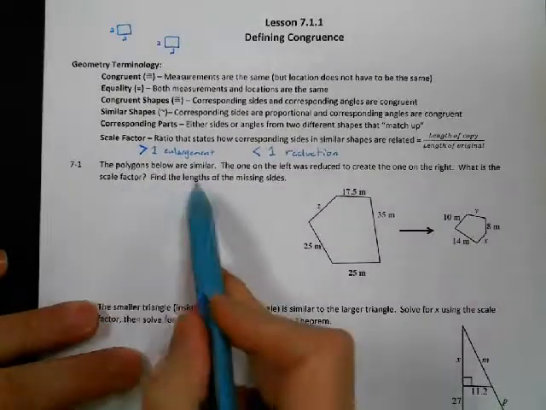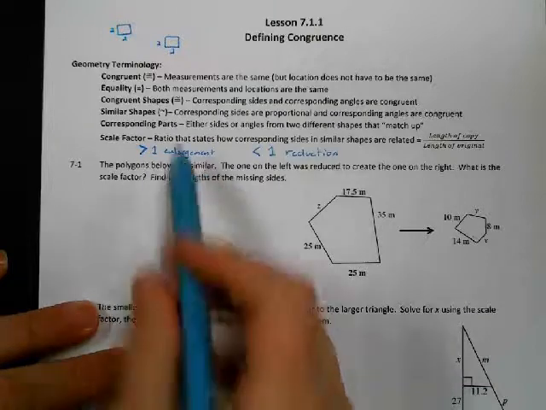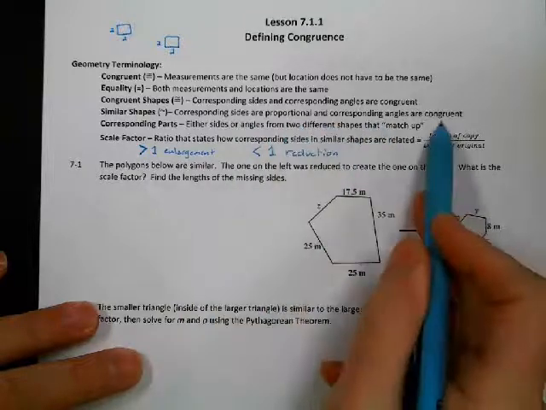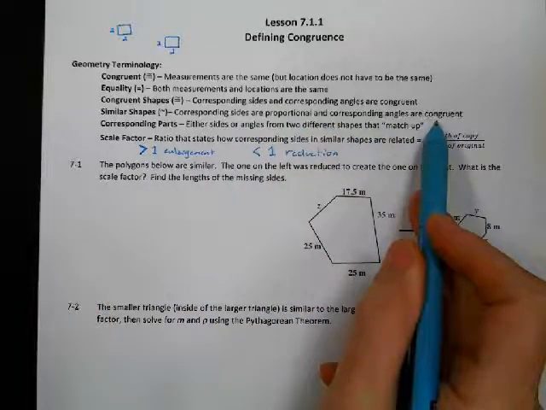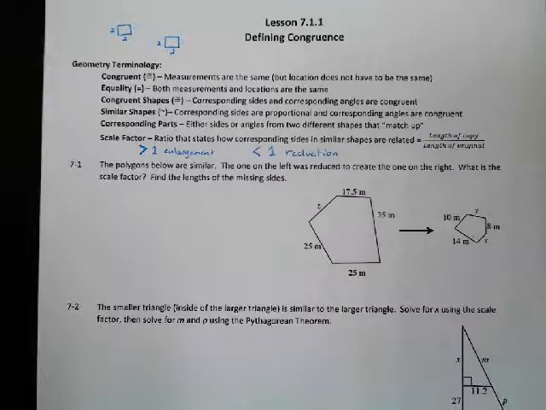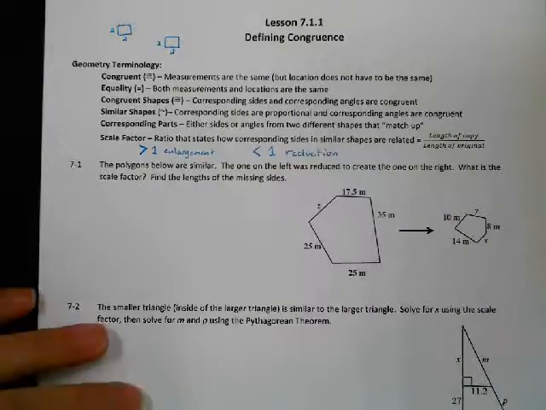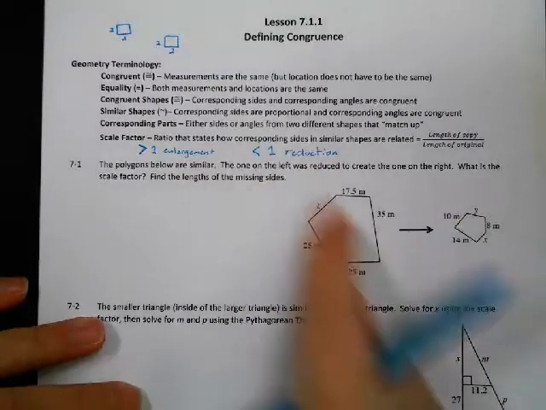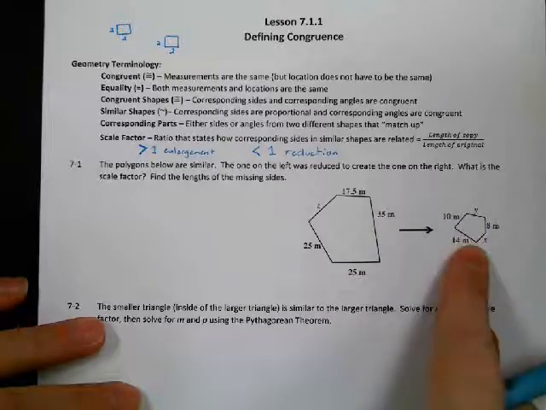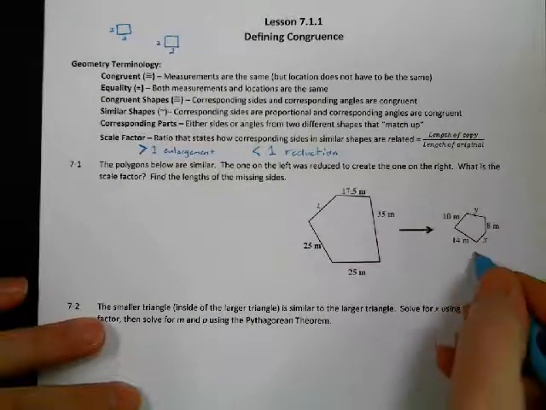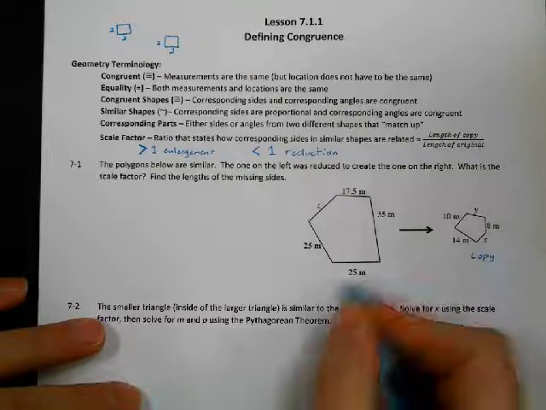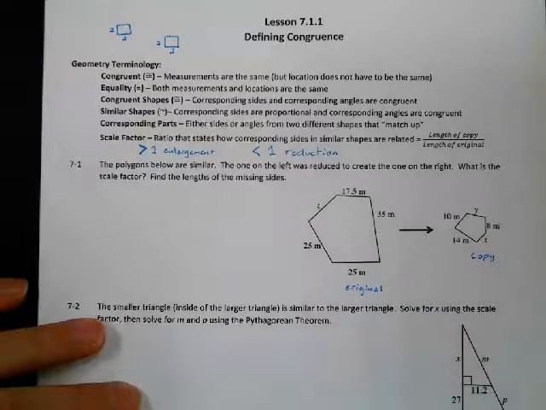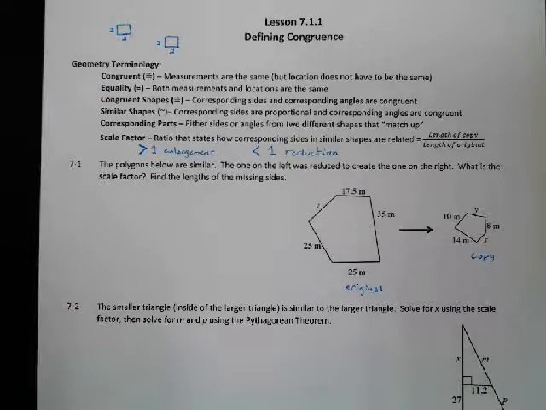Okay, it says that the polygons below are similar to each other. Remember, similar shapes means that the sides are proportional, but the angles are congruent to each other. So the one on the left was reduced to make this one. So this is the copy. This is the original. What is the scale factor?